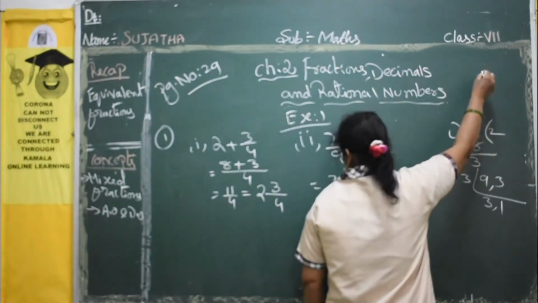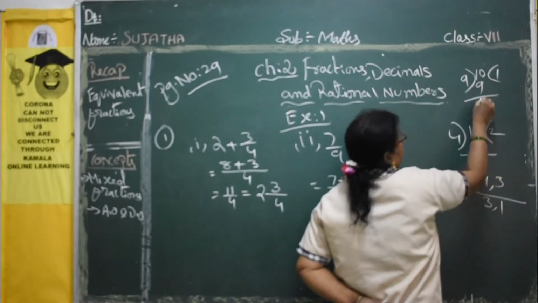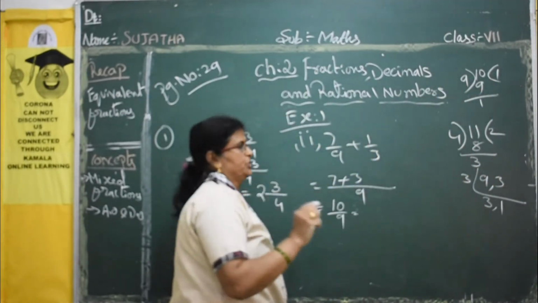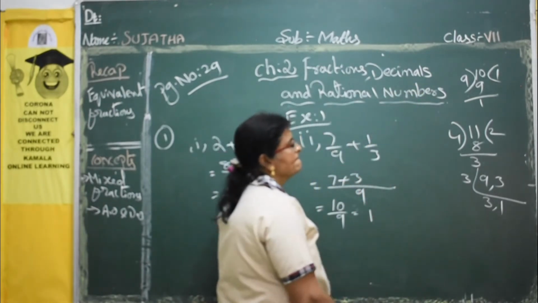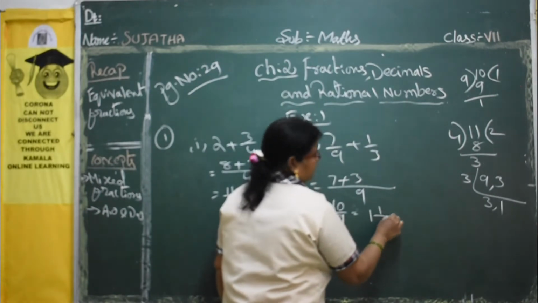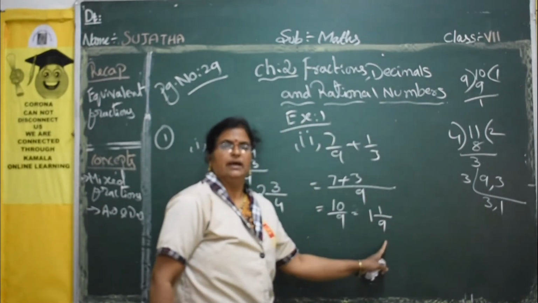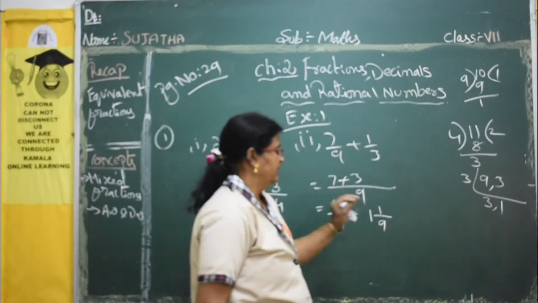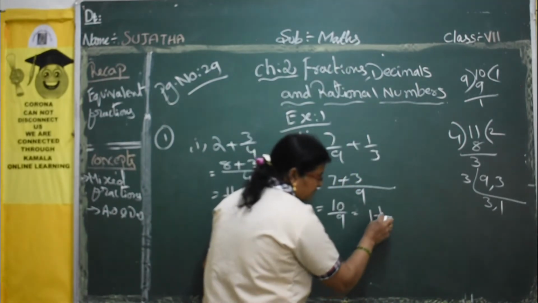So what is the mixed fraction of 10 by 9? Do it here. 9 1s are 9. 10 minus 9, 1. So what will you take as a whole number? The quotient. What is the quotient? 1. Then what do you have to take as a numerator? The remainder, 1. The divisor is the denominator. 1 1 by 9. See, everyone will make a mistake here only. Where will you make the mistake? See, I will explain this 1 1 by 9.